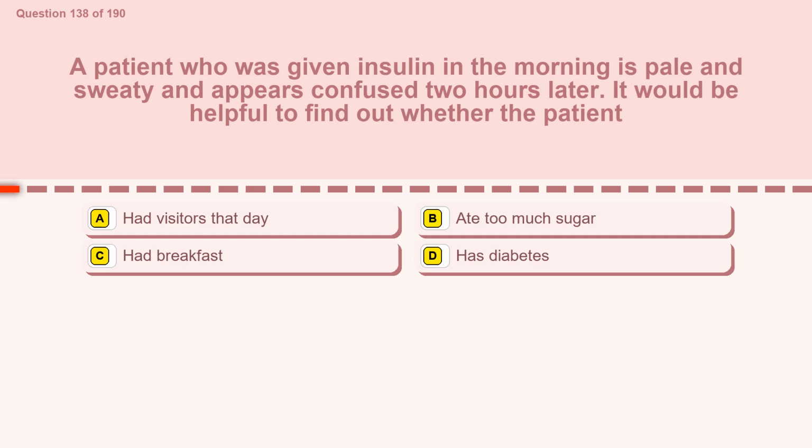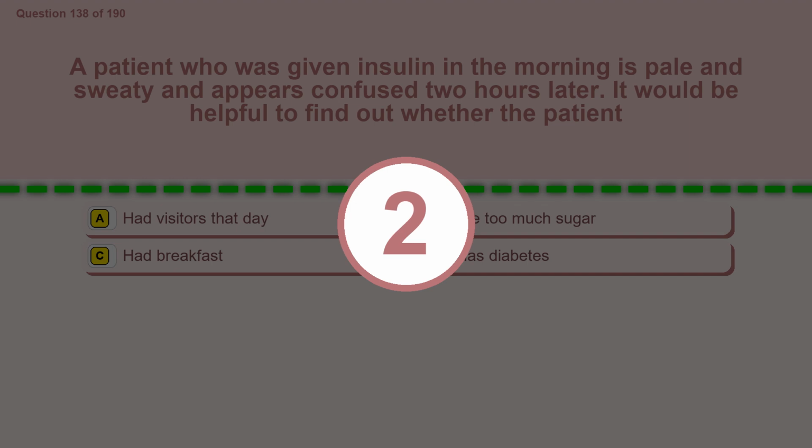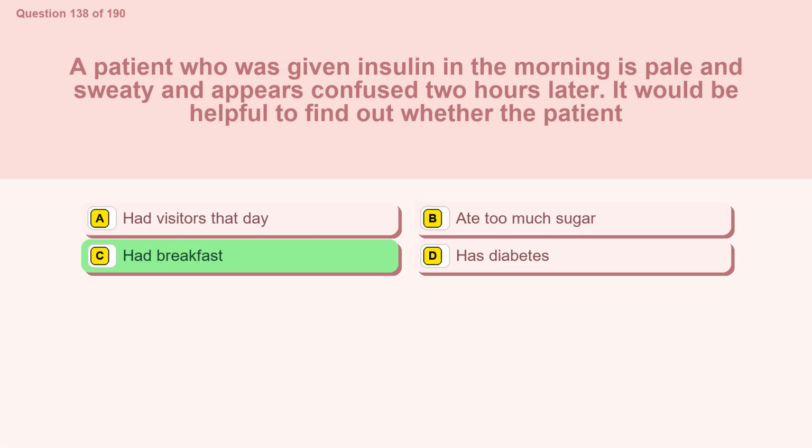Question 138. A patient who was given insulin in the morning is pale and sweaty and appears confused 2 hours later. It would be helpful to find out whether the patient: Option A, had visitors that day. Option B, ate too much sugar. Option C, had breakfast. Option D, has diabetes. The correct answer is option C, had breakfast.